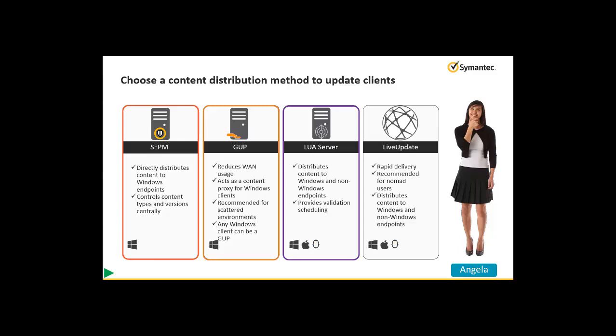Each SEP client can also be directed to retrieve content from Semantic servers on the Internet. By retrieving content from Semantic directly, it ensures that clients have content updates anywhere and anytime. It's also important for keeping systems outside the corporate network up to date.